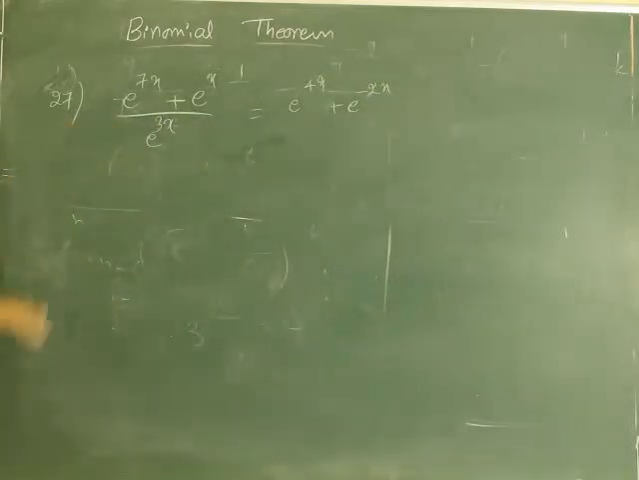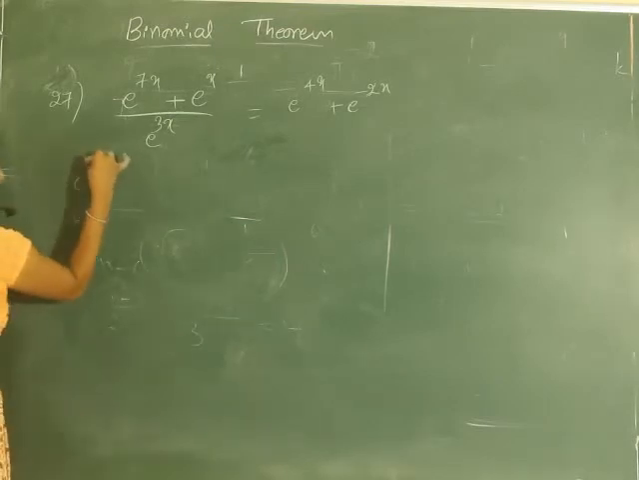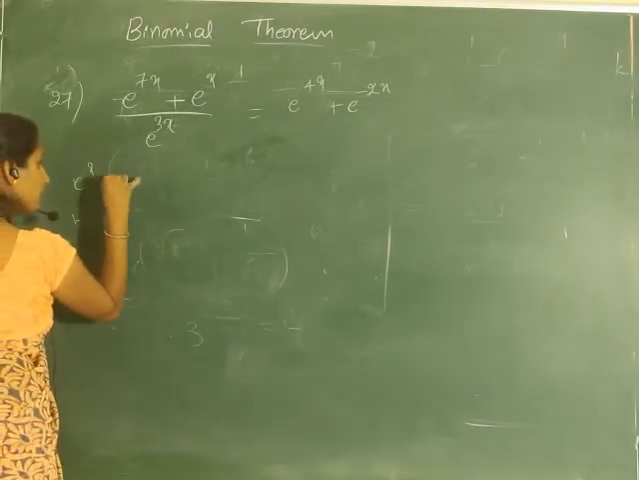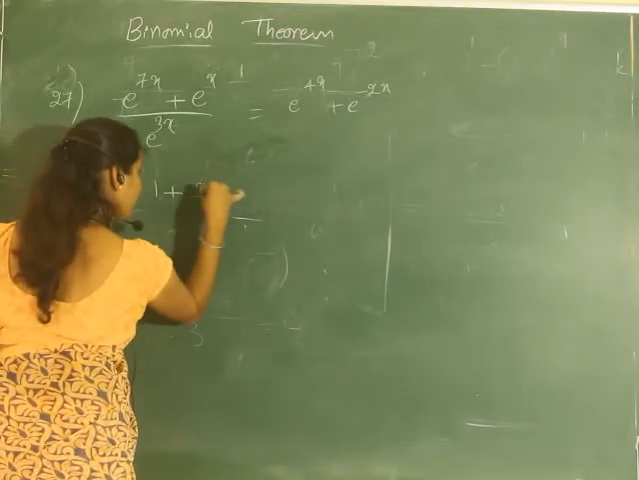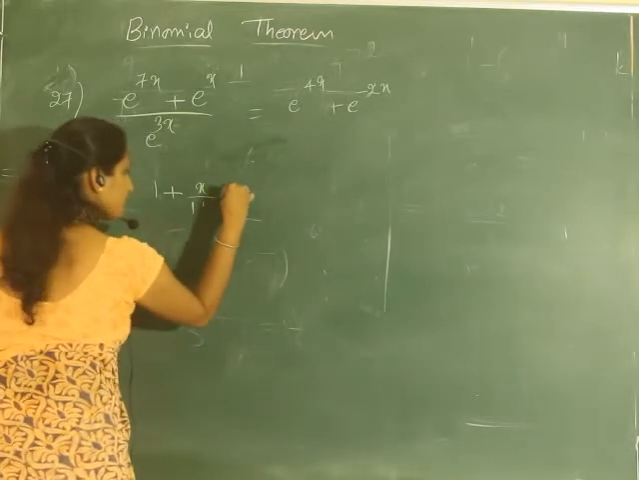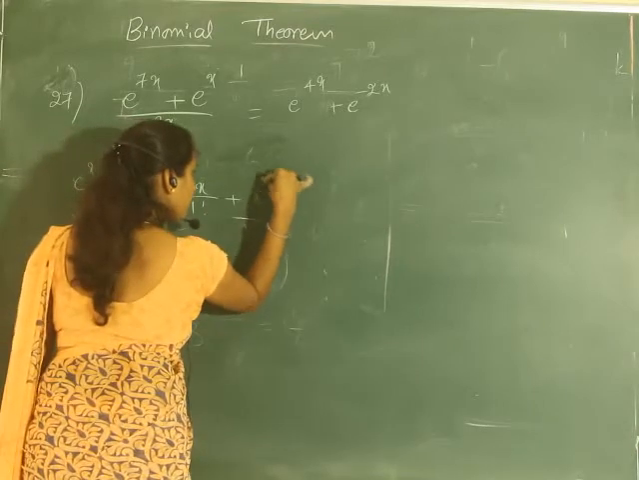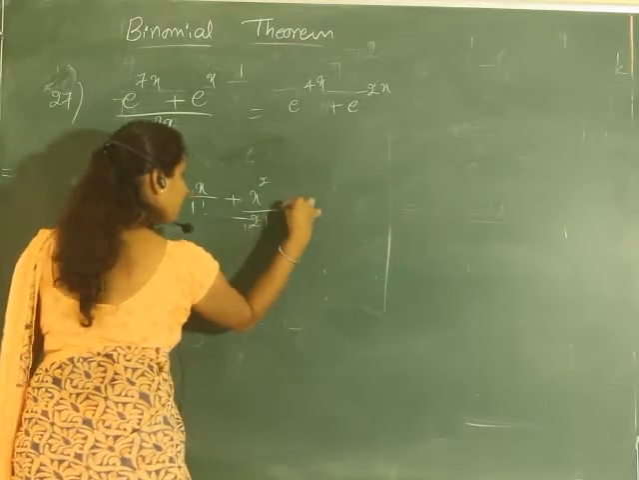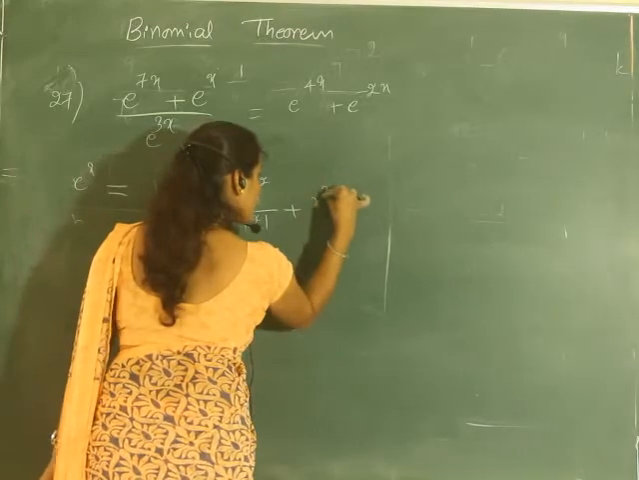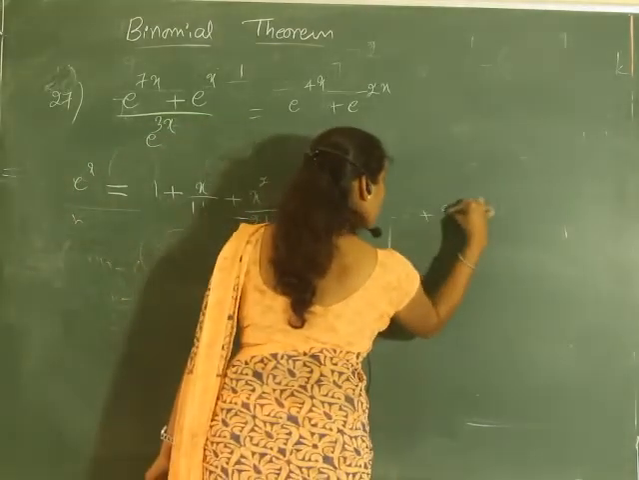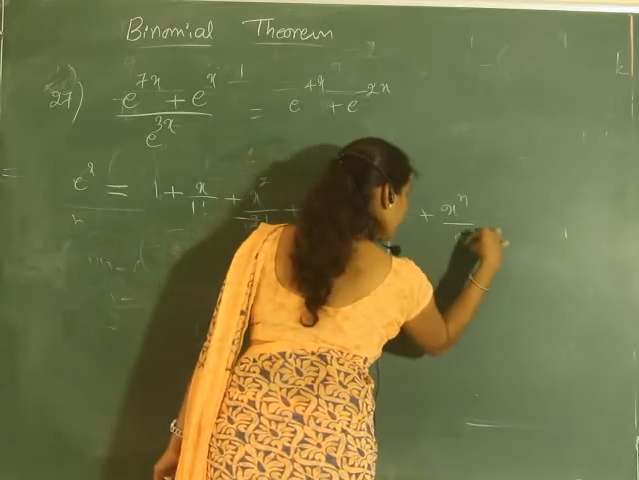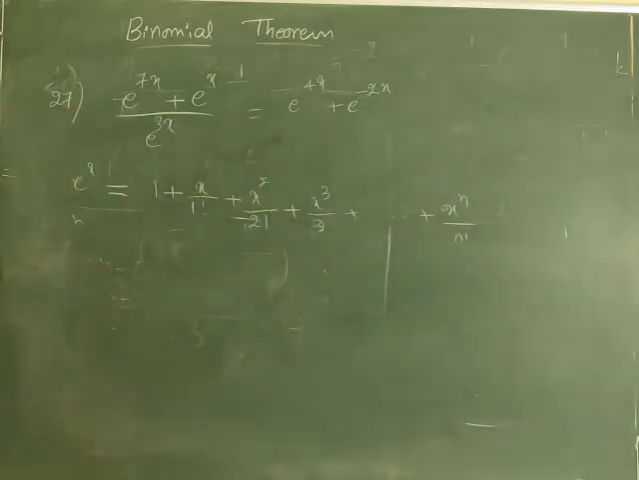So we know that the expansion of e power x is 1 plus x by 1 factorial plus x square by 2 factorial plus x cube by 3 factorial and so on, x power n by n factorial. It is e power x.